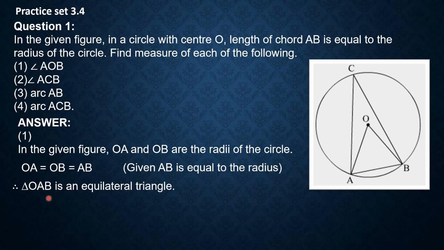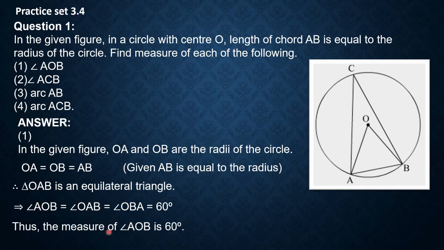Therefore, OAB will be an equilateral triangle as all of the sides are equal. Since it is an equilateral triangle and we know that the measure of the angles in an equilateral triangle will be 60 degree, each of the angles will be 60 degree. Therefore, angle AOB equal to angle OAB equal to angle OBA equal to 60 degree. Thus, the measure of angle AOB is 60 degree. That was the first part of the question.